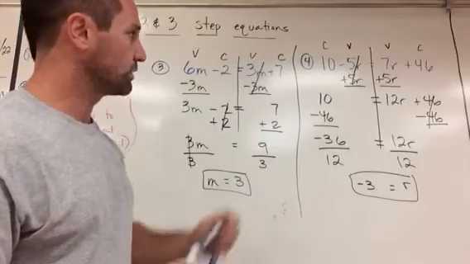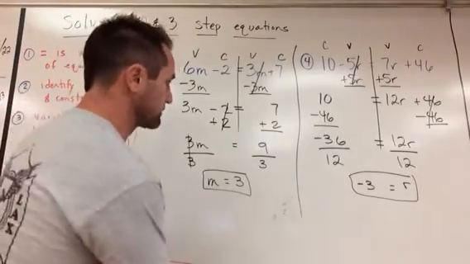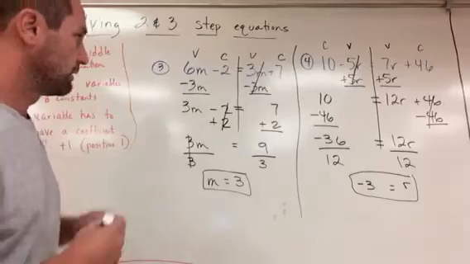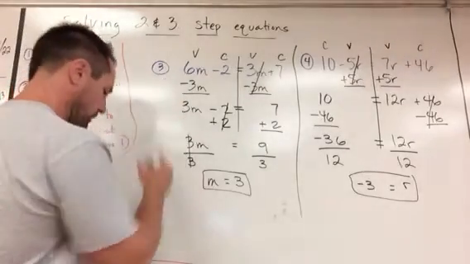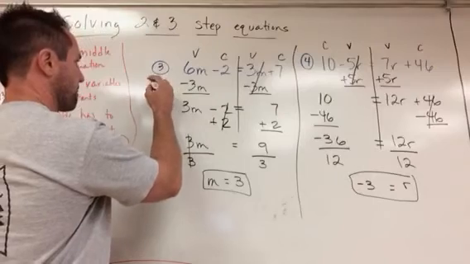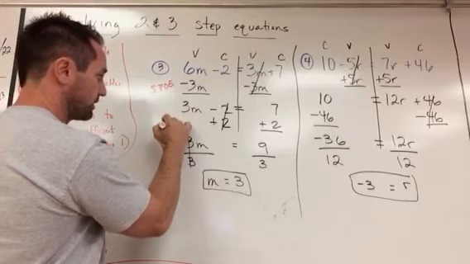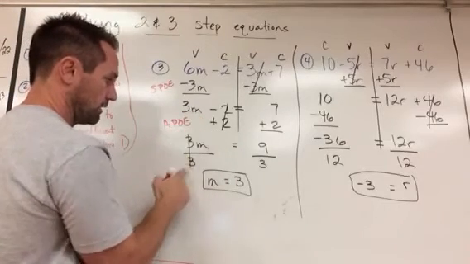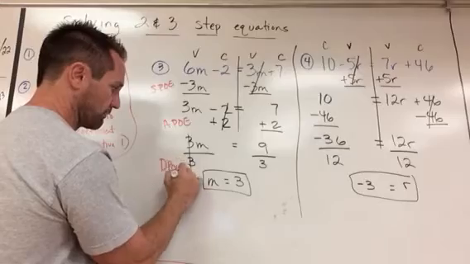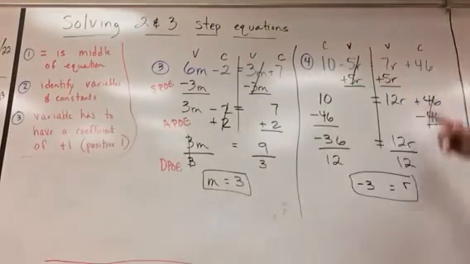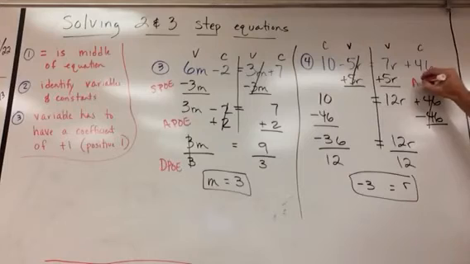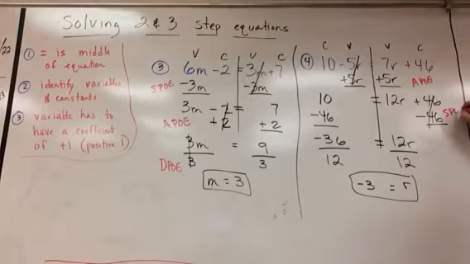Okay? Which properties of equality? I forgot to do the properties of equality, so let's go back here. Subtraction property of equality. Here we did the addition property of equality. Here we did the division property of equality. Looking at example 4, we did addition property of equality. We did subtraction property of equality. We did division property of equality.